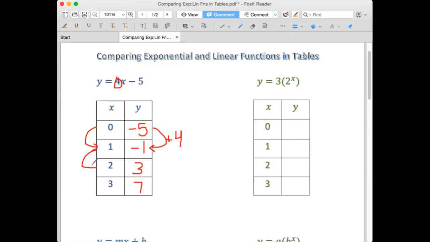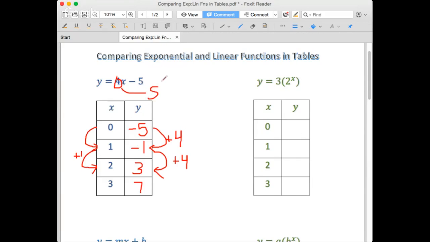So this went up by 1. This goes up by 1. Then this goes up by 4. And so what you have is this additive property with linear equations. Every time the x's go up by 1, the y's go up by whatever this value is, whatever the slope is. So every time that x value goes up by 1, that y value is going to go up by the slope.